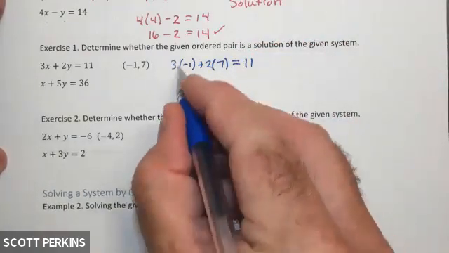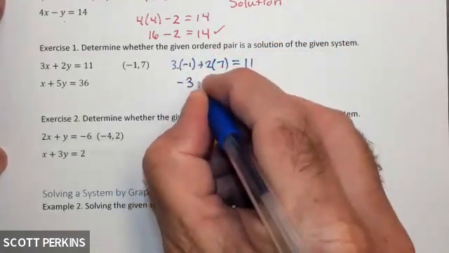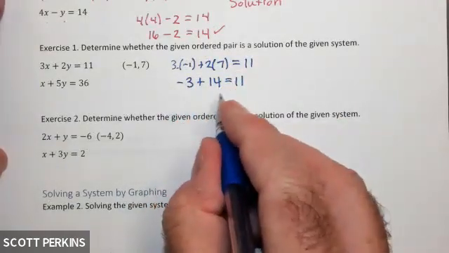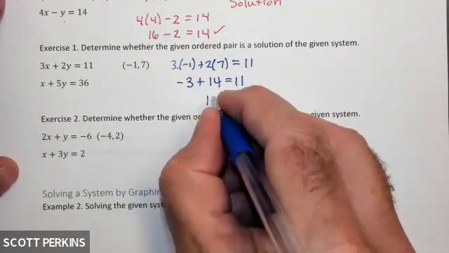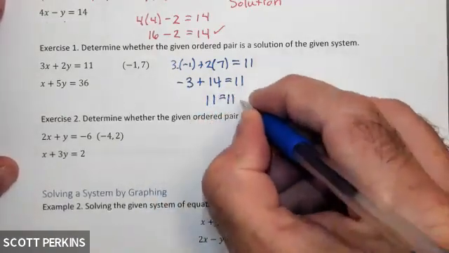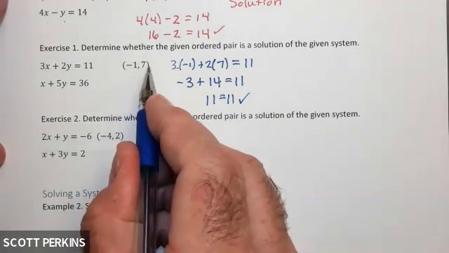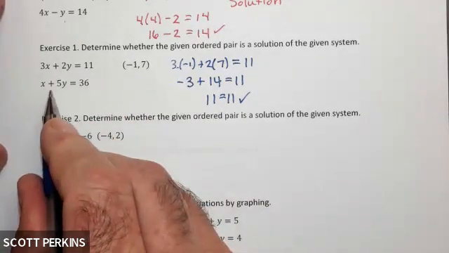Well, let's determine. 3 times -1 is -3. 2 times 7 is 14. And -3 plus 14 is indeed equal to 11. So the first one works out great. But remember, we have to check both. So I'm going to take the x is -1 and the y is 7.